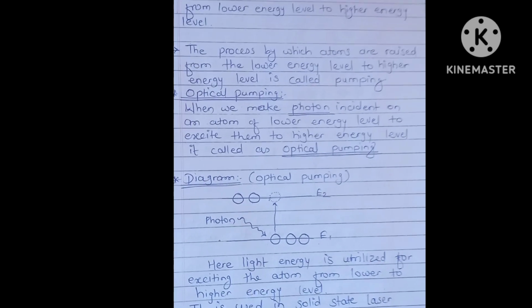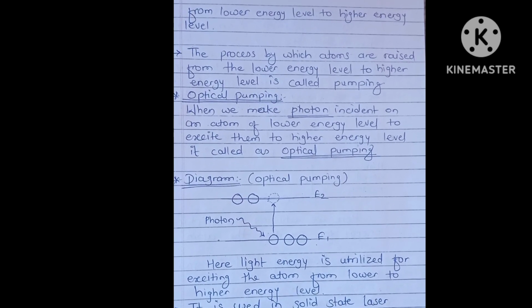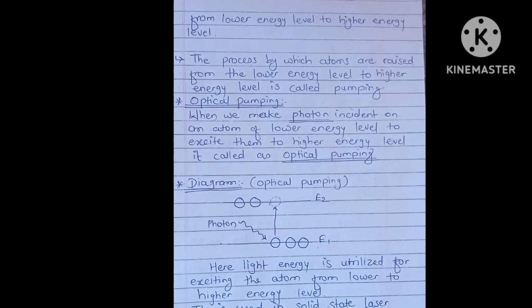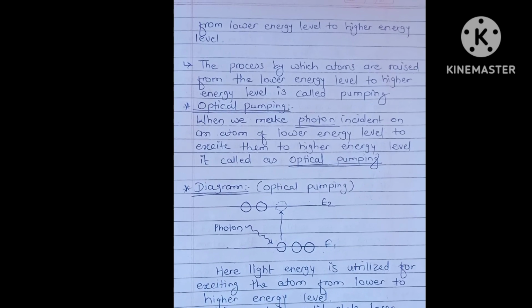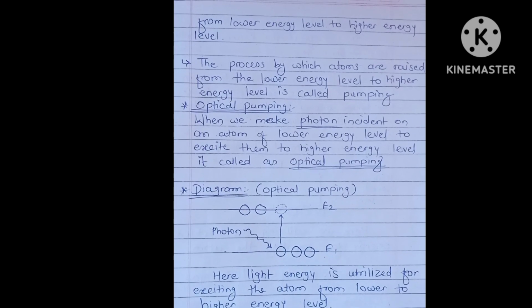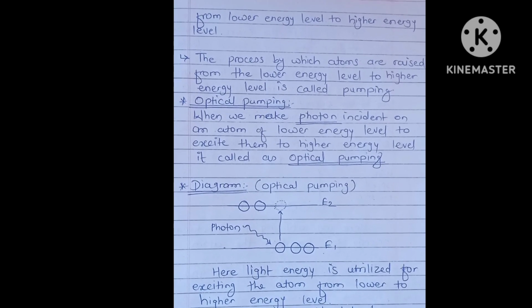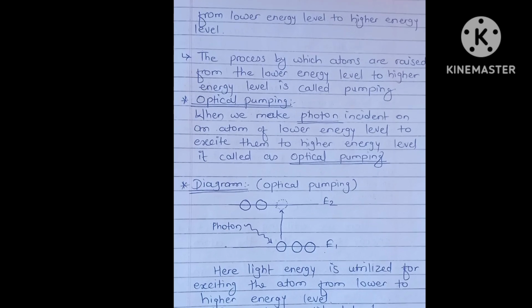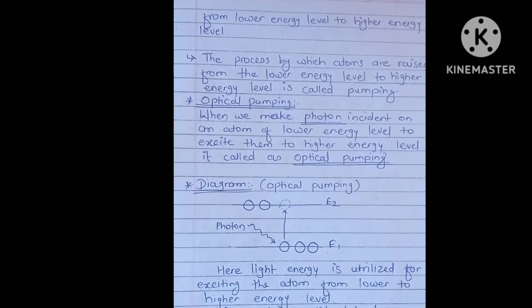The process by which atoms are raised from the lower energy level to the higher energy level is called pumping. Raising of an atom from the lower state to its higher energy level state is pumping. Then we have to see optical pumping. When we make photons incident on atoms in the lower energy level to excite them to the higher energy level, it is called optical pumping.